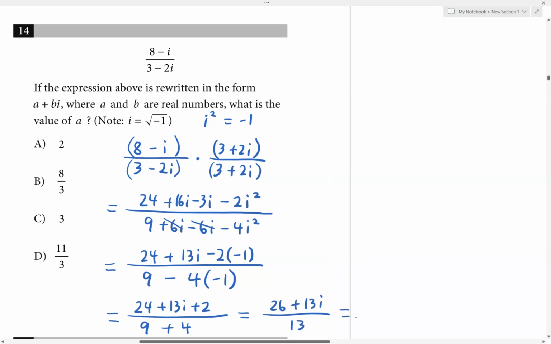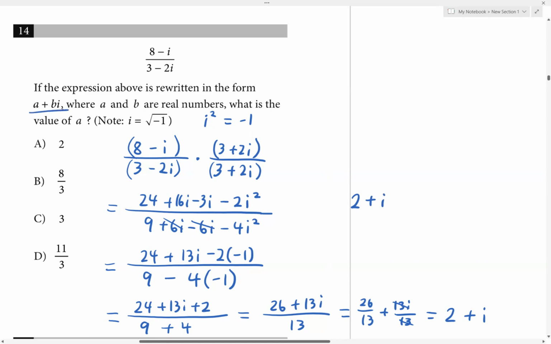And this here, we could split up and simplify as two separate fractions. This will be 26 over 13 plus 13i over 13. And they're all divisible by 13. So the first one will just be 2. And then here the 13s cancel, it will be 2 plus i. Okay, and that's our final answer. So 2 plus i, that's the complex number for our solution.